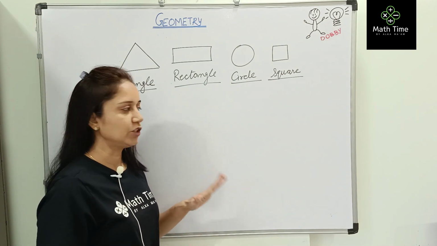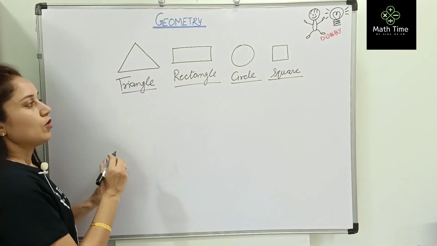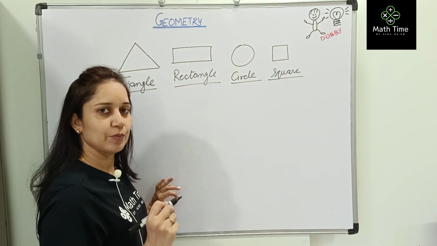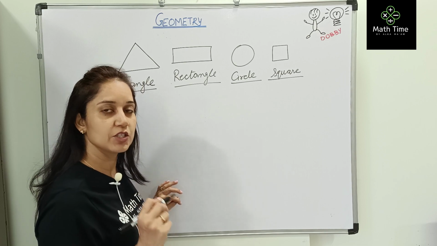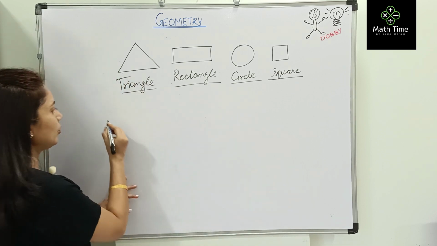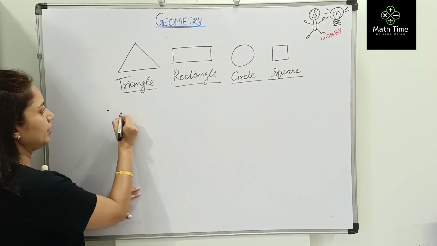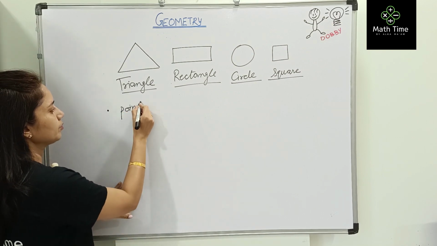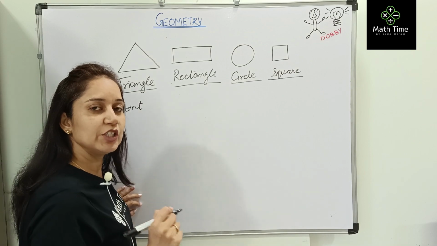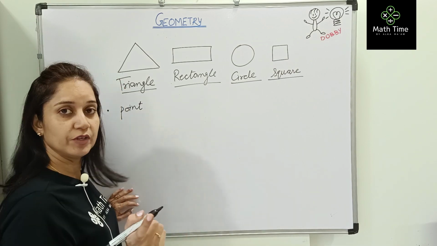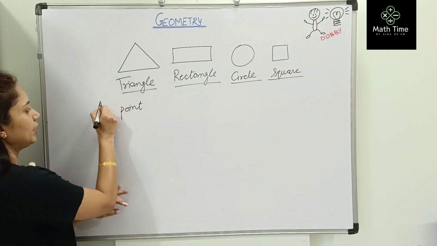So let us start with geometry. Now in geometry, when you start to make a shape, what do you make first? You make a point, right? This is a point. Every shape we name, so a point also we name. Let the name of the point be A.